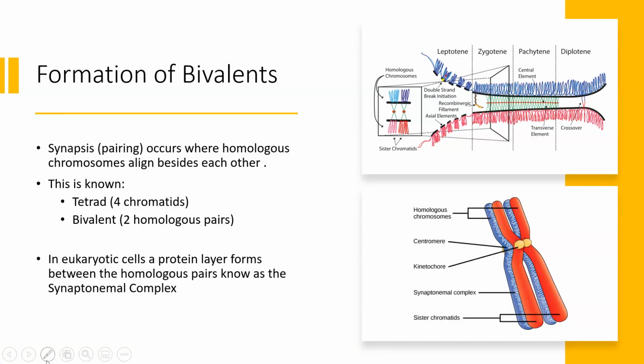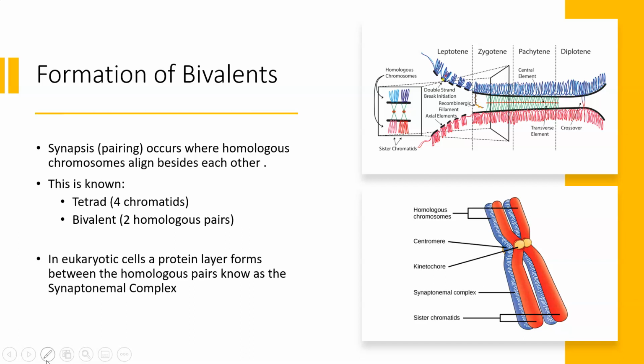We now have the formation of our bivalents. Okay, so what are we talking about? We've got this synapsis pairing that occurs where homologous chromosomes align beside each other. Okay, this is known as a tetrad. So we've got 4 chromatids. If you look at the bottom right hand corner, you've got 2 red chromatids, 2 blue chromatids. Okay, it's bivalent because we've got 2 homologous pairs. So one is a red homologous pair, one is a blue homologous pair.